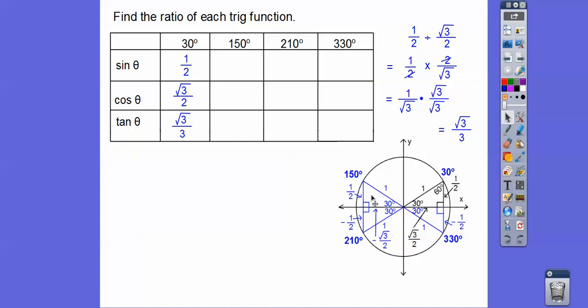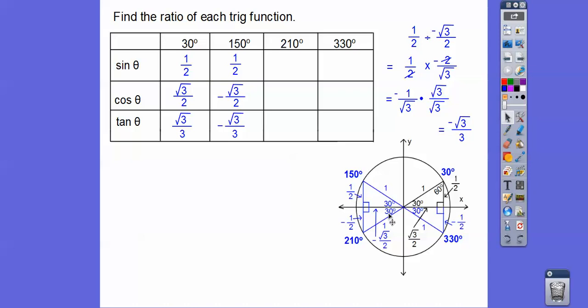Okay, but anyways, let's do sine. So sine is opposite over hypotenuse, 1/2. The cosine is adjacent, which is this negative root 3 over 2 over 1. So it's negative root 3 over 2. And the tangent is opposite over adjacent. So it's going to be 1/2 over negative root 3 over 2. So it's going to be negative this value right here. So negative root 3 over 3.